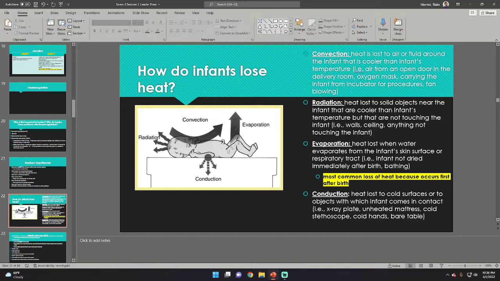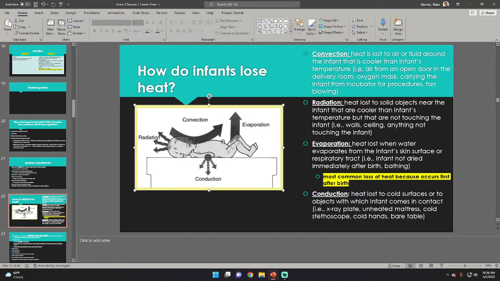Next will be radiation. Radiation is when heat is lost to solid objects near the infant that are cooler than the infant but are not touching. Okay? When it comes to the whole touching thing, not touching is going to be radiation and touching is going to be conduction. Within the terms of radiation, this may be from the walls in the room, maybe from the ceiling, anything that's not touching the infant. Okay?